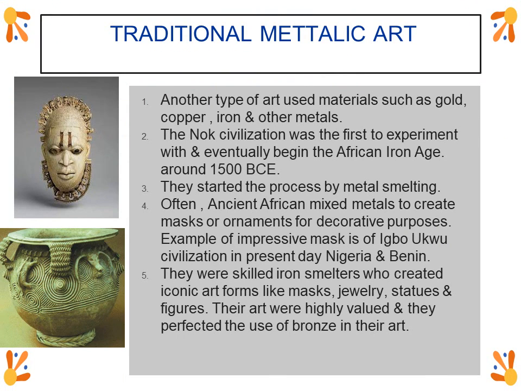Now, the traditional metallic art. What we have seen till now was the wooden work on masks and sculptures. They were not only confined to wood, but they carried forward their art in metallic form. Another type of art used materials such as gold, copper, iron, and other metals. So they are all the metals which they used for making their art forms. The Nok civilization was the first to experiment with and eventually began the African Iron Age around 1500 BC. They started the process by melting, and how did they do this job?